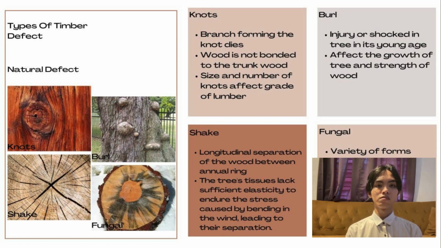The second type of defect is called burr. A burr is a rounded, twisted lump that forms on the trunk or branches of a tree. It usually happens due to stress, injury, or shock when the tree is still young. This causes the grain to twist and grow irregularly in that area. While burr wood is often valued in decorative work like veneer and furniture because of its unique pattern, it weakens the timber and makes it difficult to cut or shape. Structurally, burrs are not ideal because they disturb the grain's natural flow and reduce strength.